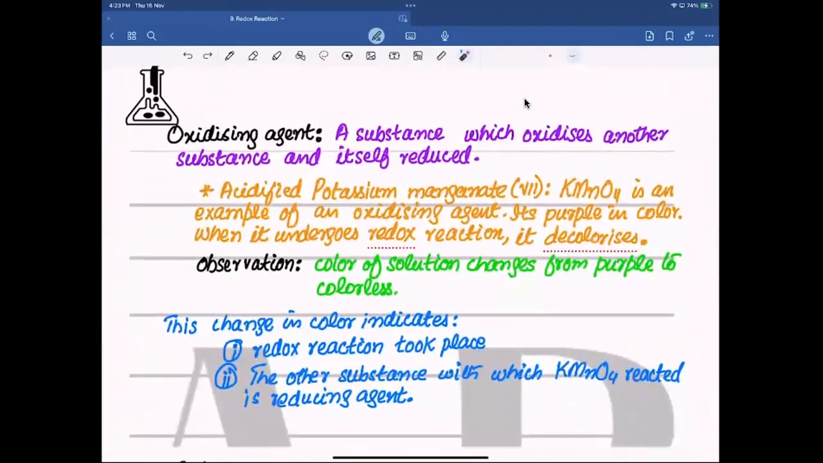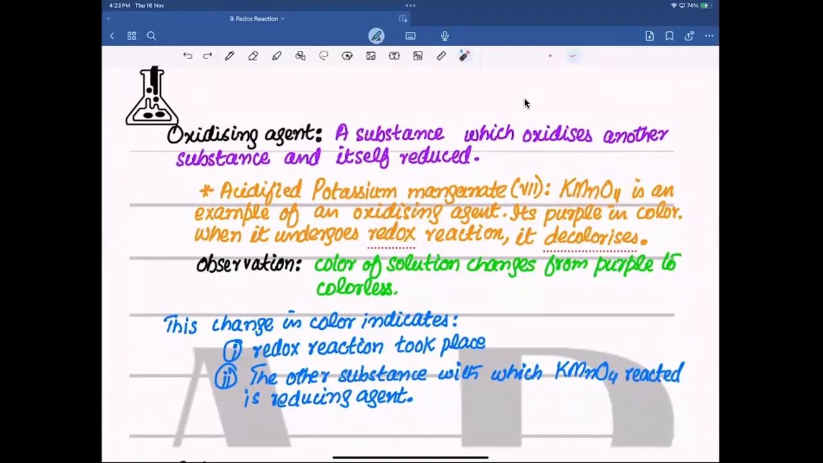So, note it down about the oxidizing agent. The common example of an oxidizing agent that the examiner mostly asks about is acidified potassium manganate(VII). Its formula is KMnO4. Okay. So why does the examiner use this? Because whenever it does the redox reaction, the color changes. Its color is itself purple, and when it behaves as an oxidizing agent, it turns colorless.